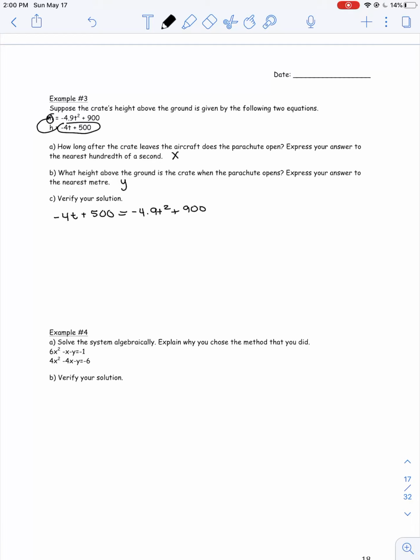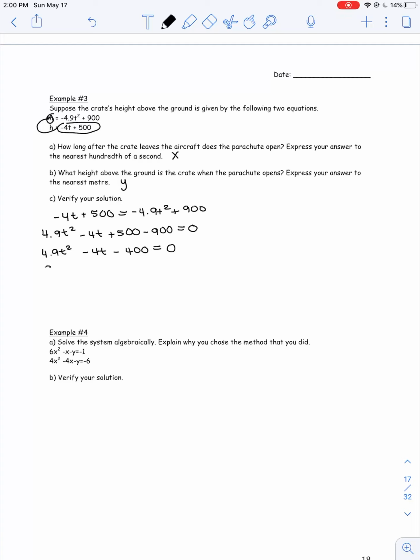Now we're going to bring everything to one side. So I'm going to bring everything to the left side. So instead of it being negative 4.9 t squared, it's going to be positive 4.9 t squared, minus 4t, and then we're going to have plus 500, and then we're going to move the 900 over, which becomes minus 900 equaling 0. So now we have 4.9t squared minus 4t minus 400 when we simplify the 500 minus 900. So this is a quadratic equation, so we can solve this.